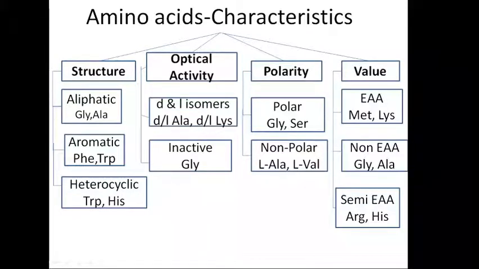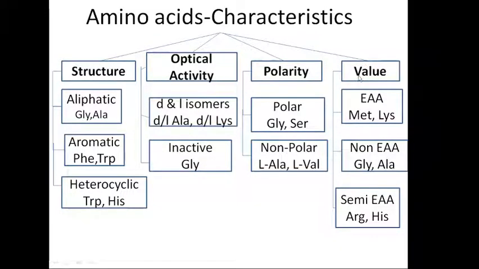Based on the polarity, the amino acids can either be the polar or non-polar. They can be either positively charged or negatively charged. Now, polar examples, if they are negatively charged, aspartic acid, glutamic acid, serine, and the non-polar include those which are uncharged and could be the alanine, valine, and so on.